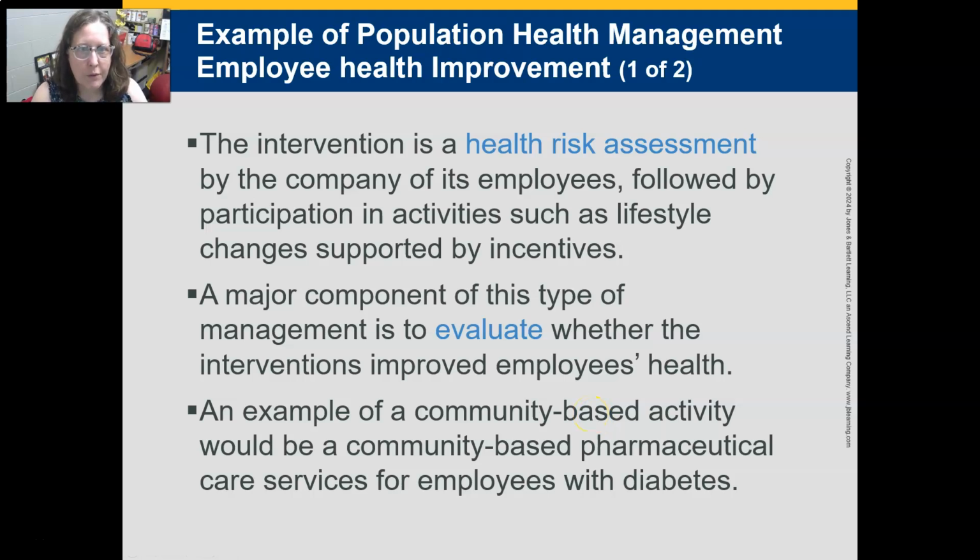So an example of a population health management and employee health improvement. So the intervention that they put in place is a health risk assessment by the company of its employees. And then it is followed by participation in activities such as lifestyle changes, which are then supported by incentives. And some of these incentives could be for just completion of so many weeks of this lifestyle change program. A major component of this type of management is to evaluate whether the interventions improve the employee's health. So there's usually some kind of pre-assessment and post-assessment. And so the health risk assessment can be the pre-assessment.